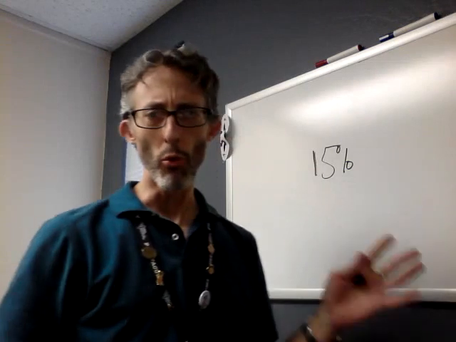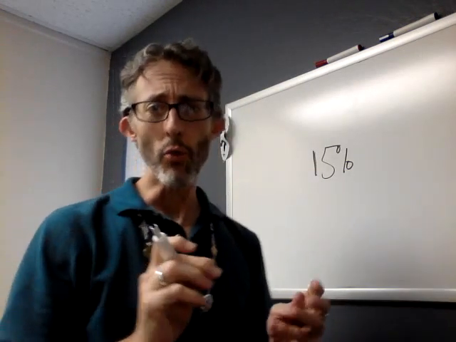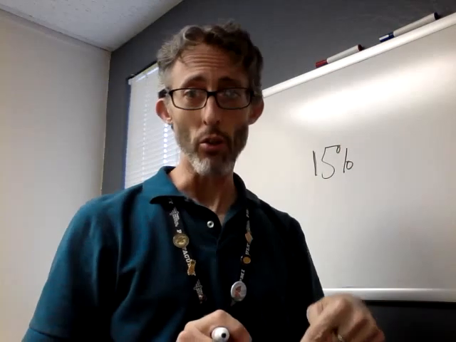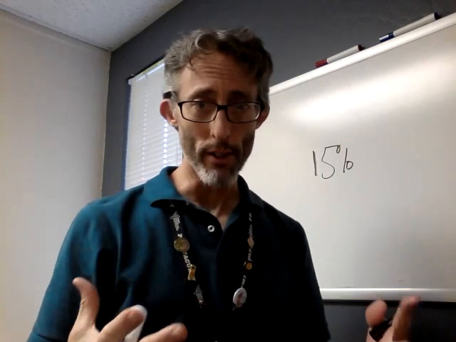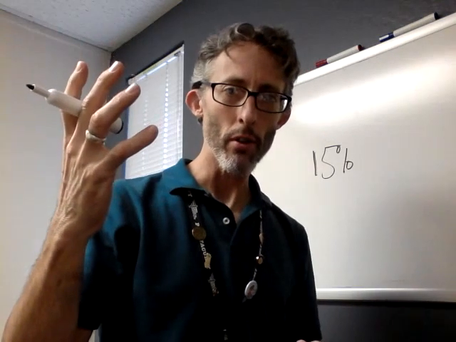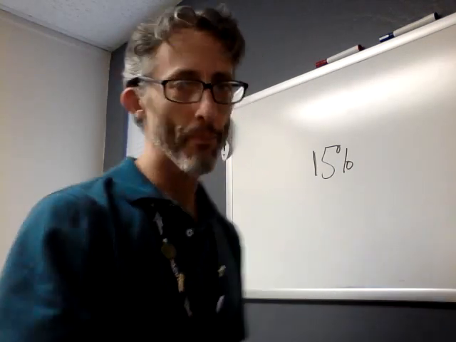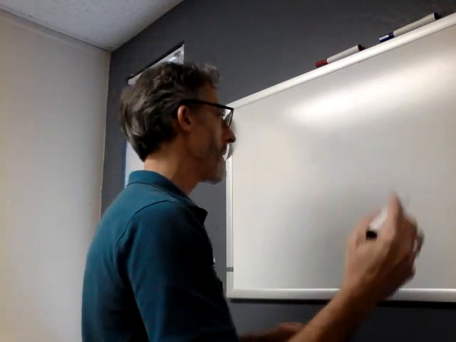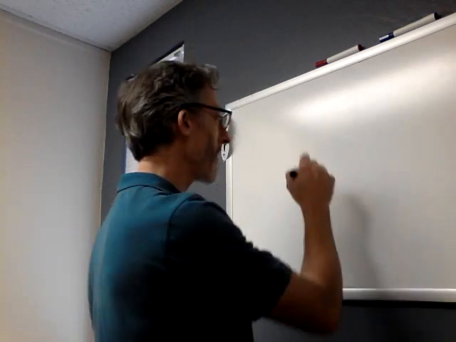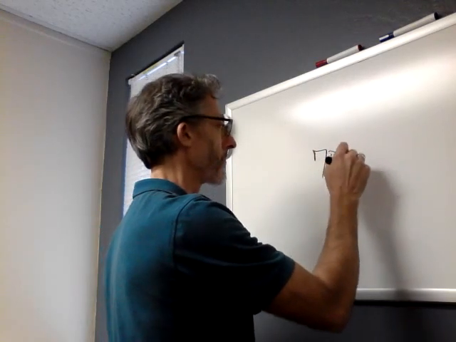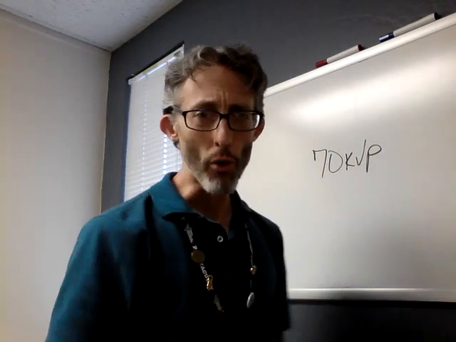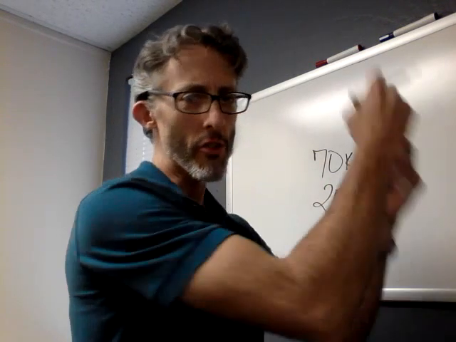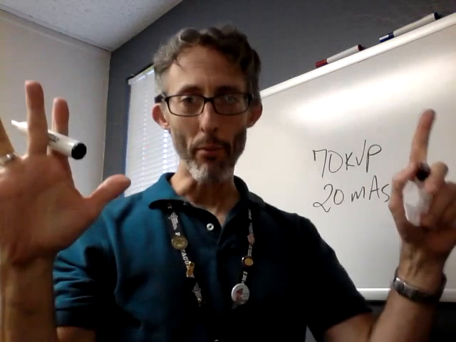The 15% rule basically states that if you increase your kVp by 15% going up or 15% going down, it's the equivalent to either doubling your mAs or cutting your mAs in half. So let's look at this from a practical standpoint. If you used 70 kVp and you also used 20 mAs for a particular examination, let's say in this case, abdomen.